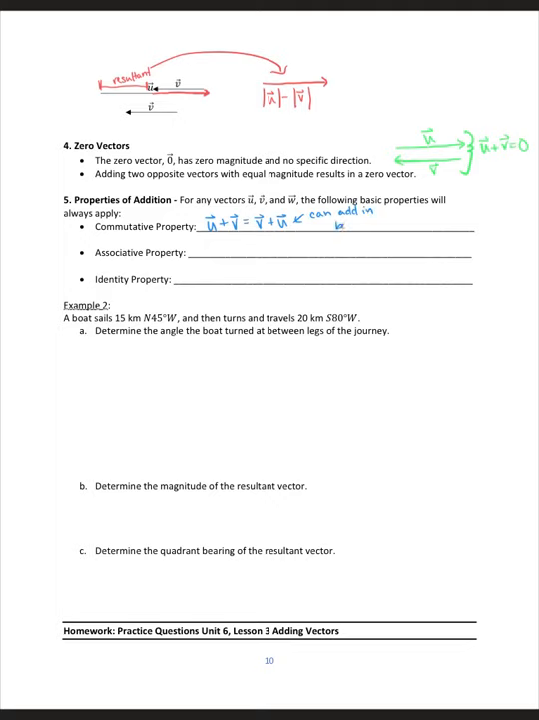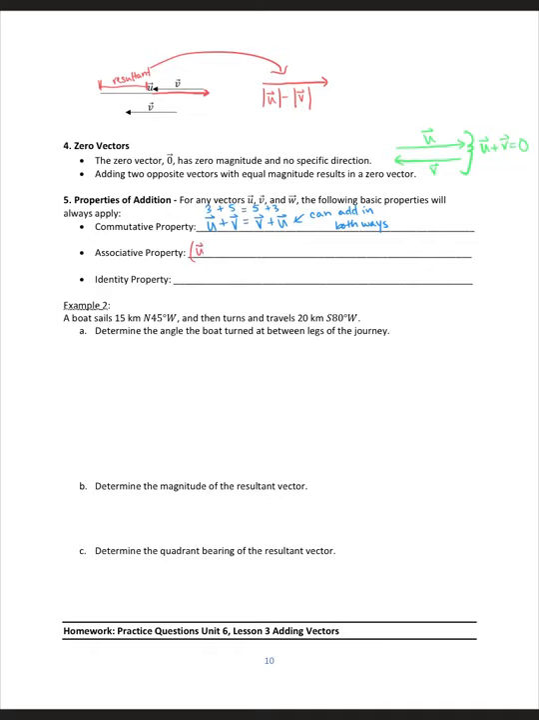So we can add in both ways. And I want us to think about this in terms of numbers. Let's say that u had a magnitude of 3 and v had a magnitude of 5. Well, wouldn't that be the same as saying 5 plus 3? No different there, right? Both are 8 no matter which way we add them. Another property that's always true is our associative property.